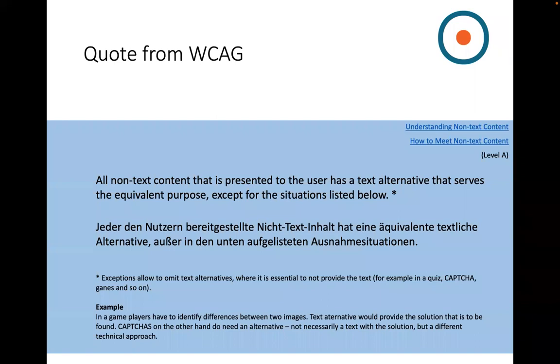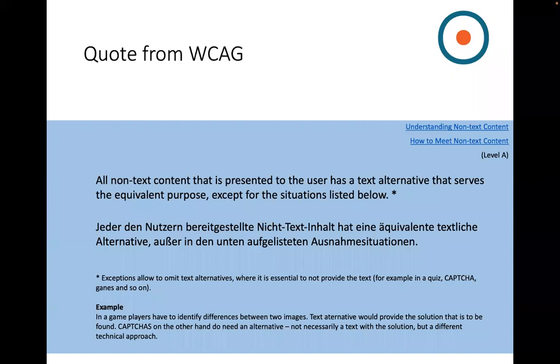You can, of course, describe every picture that is there in great detail, and you will have a lot of irrelevant information. This is not the idea. Focus on the important part of the picture and why you chose this picture. And also there are exceptions from this rule. So you don't have to provide text alternatives for every image, but if you don't provide a text alternative, normally you have to do something else.